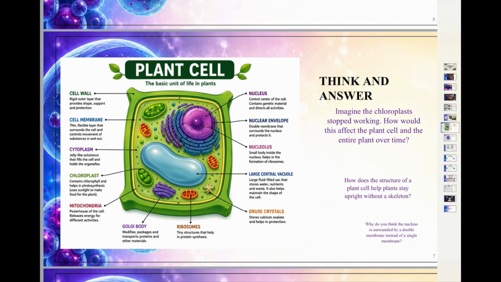So in the plant cell, the first structure we need to discuss is the cell wall, which is a rigid structure. It is providing the support and the shape and also the protection to the cell.